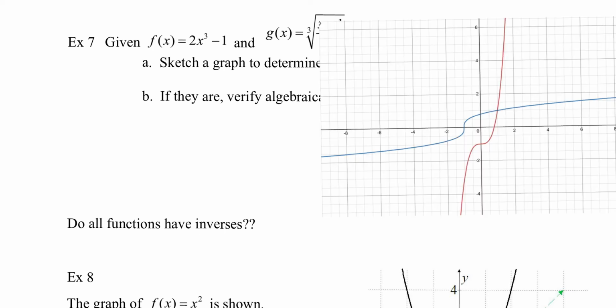So I used Desmos and I sketched the graph, and if you graph the line y equals x along this line here, you can see pretty clearly that it appears that this cube root function, the blue, and the red 2x cubed minus 1 are inverses of each other, that they do indeed reflect across the line y equals x.